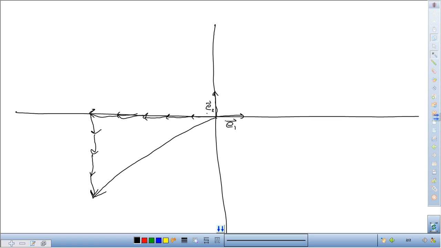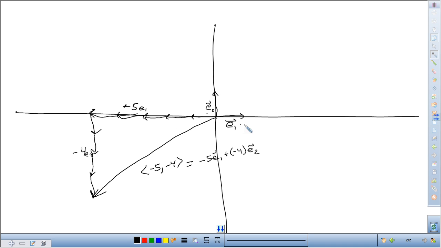Negative 5 E1, and this is negative 4 E2 to get to this vector. So this vector is essentially negative 5, negative 4, and that vector is in the span of E1 and E2. I can create that vector. This is equal to negative 5 E1 plus negative 4 E2, right?